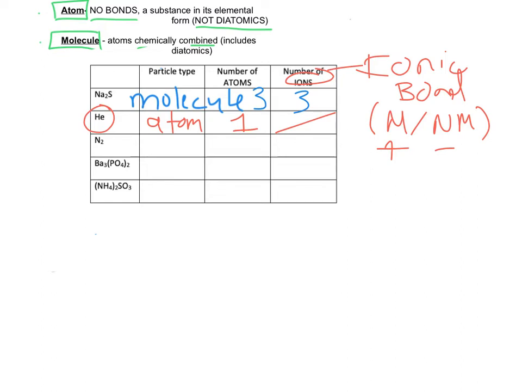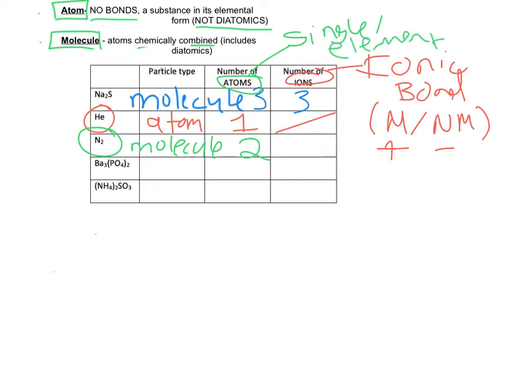All right, third example is nitrogen, but notice that there's 2 of them, so we're going to call this a molecule. And there's 2 atoms, so atoms is like single element. And then there will be no ions because this is a covalent bond, 2 nonmetals.